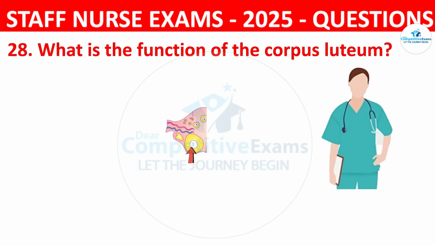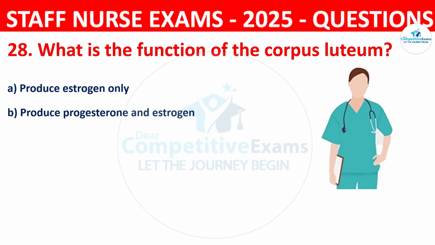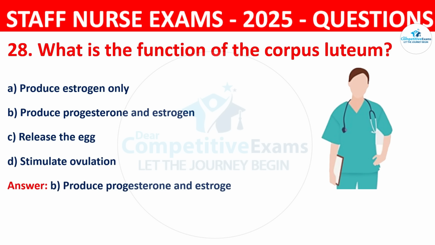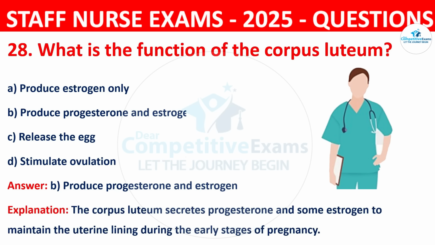Your options are produce estrogen only, produce progesterone and estrogen, release the egg, or stimulate ovulation. The correct answer is B, that is to produce progesterone and estrogen. The corpus luteum secretes progesterone and some estrogen to maintain the uterine lining during the early stages of pregnancy.